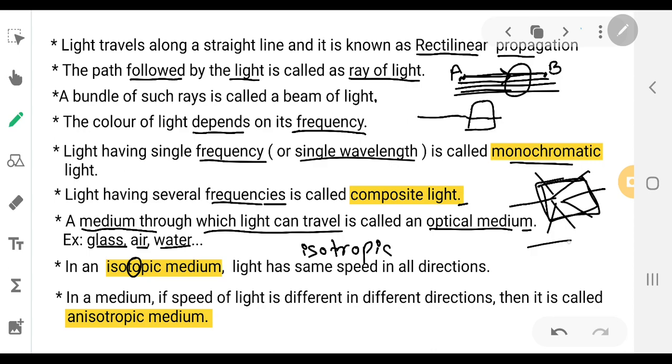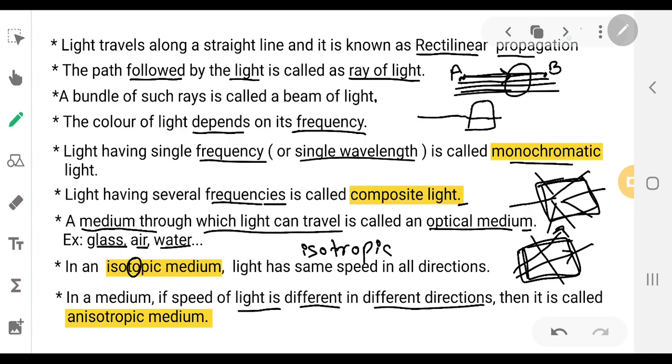In a medium, if light has different speeds in different directions, suppose while traveling in this direction the speed of light is different from along this direction, so in all the directions light is traveling with different speeds, then such a medium is called an anisotropic medium.